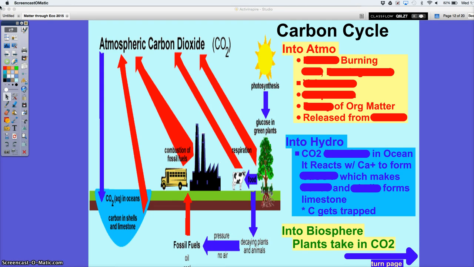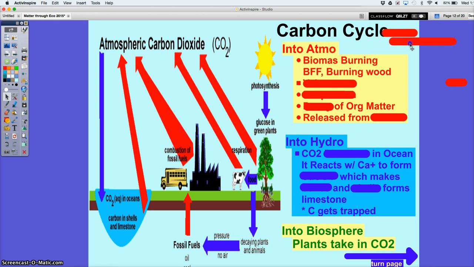So when carbon enters the atmosphere, it does by many ways. Name some. Burning of fossil fuels. What else? Biomass burning. Wait, what's a BFF? Burning of fossil fuels. No more best friends forever. And FF is fossil fuels. We've got to shorten that word, right? What else besides biomass burning, which is really fossil fuel burning and wood burning and incineration of organisms?